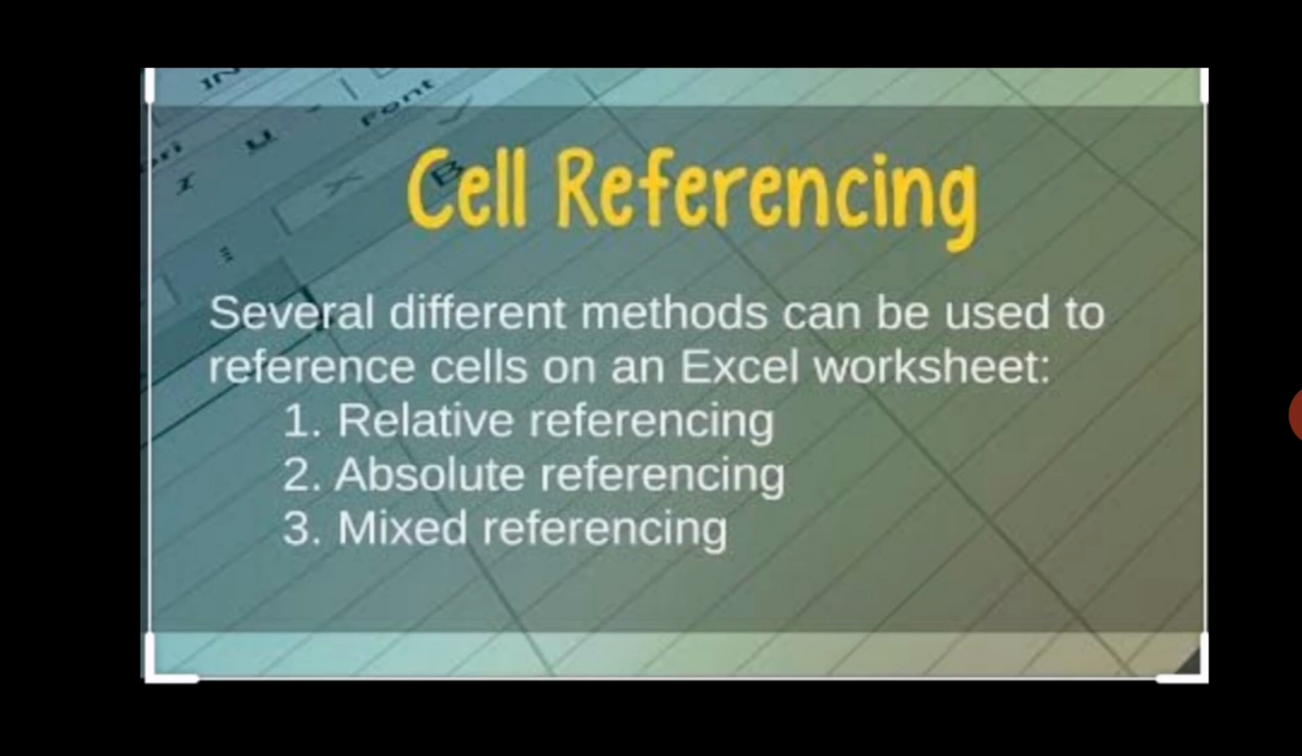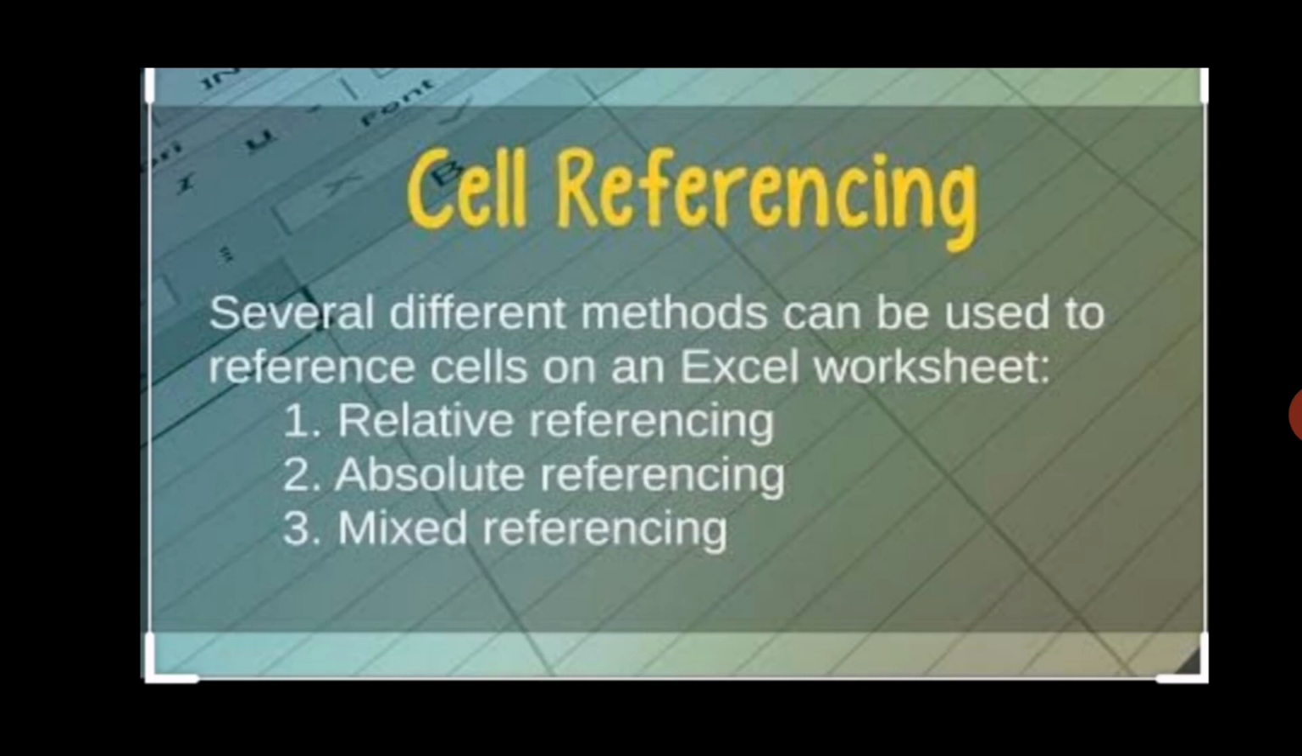Next, what is a cell reference? A cell reference is also known as a cell address. For example, A1 is a cell address or cell reference. Generally there are 3 types of cell references: relative reference, absolute reference and mixed reference. What exactly are the differences between them?